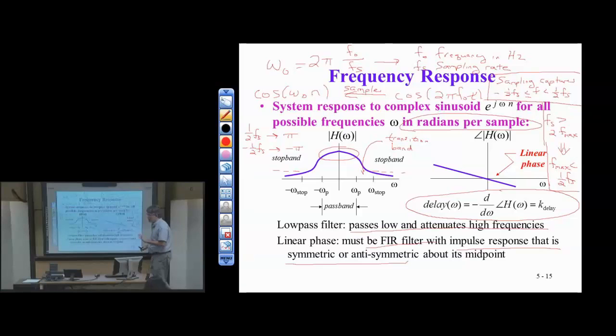So in audio we can tolerate a little bit of that, but you have to be careful how much delay difference you're enabling. If you have one channel audio, if you have two channel audio, you can get away with a little bit more variation.